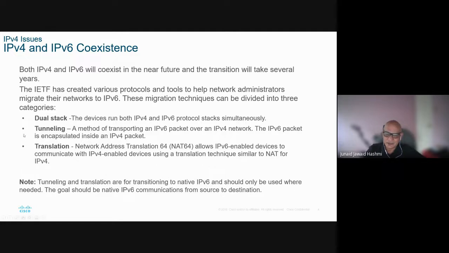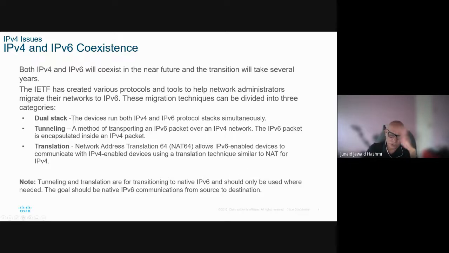Then there's a method called tunneling, where IP version 6 packets are transported over an IP version 4 network, and these packets are encapsulated inside an IP version 4 packet. And then there's translation, which translates IP version 4 to IP version 6.